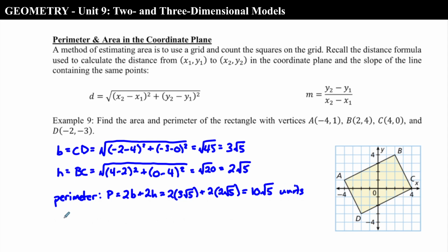For the area, we're just simply going to do base times height. So we have our base, which is 3 square root of 5. We have our height, which is 2 square root of 5. 3 times 2 is 6. Square root of 5 times the square root of 5 is 5. And so that gives us 30 square units.